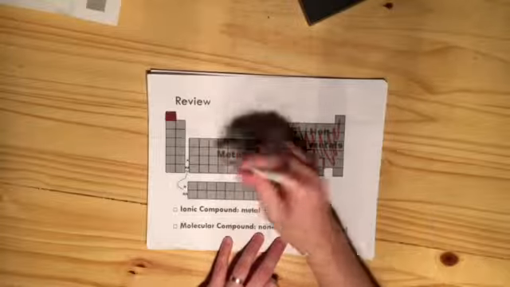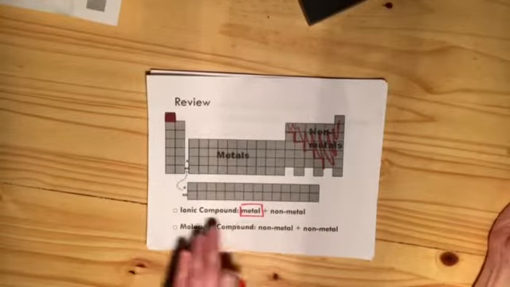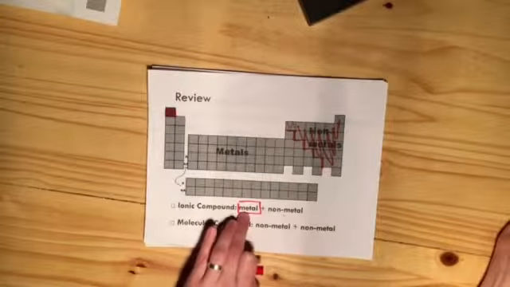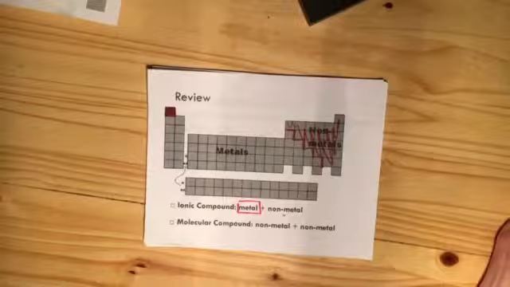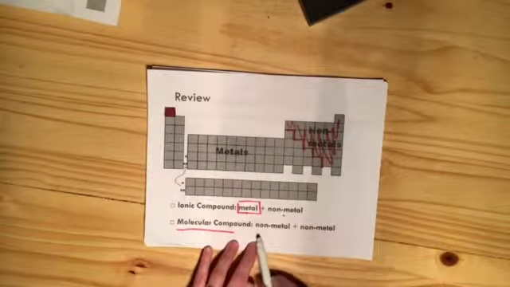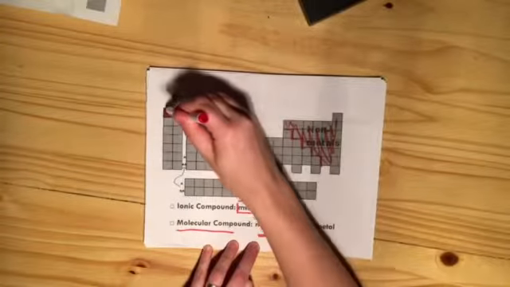If you have a metal, it's an ionic compound, and you always have the metal plus the nonmetal. The metal is written first, nonmetal is written second. If you have a molecular compound, that's between two nonmetals, so it's between all of these or hydrogen.